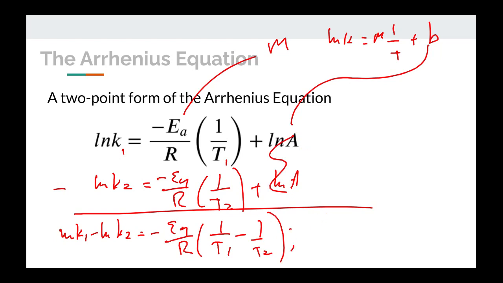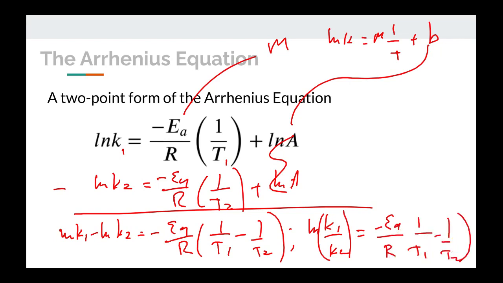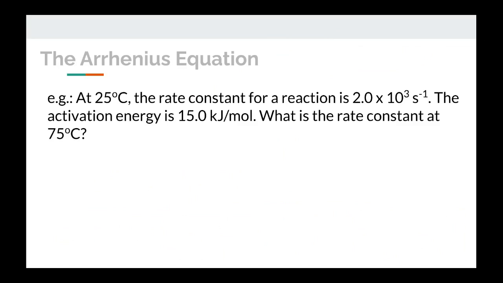We could rewrite this as the natural log of k1 over k2, by the rules of logs, is minus EA over R times 1 over T1 minus 1 over T2. So let's use this in an example problem. At 25 degrees C, the rate constant for a reaction is given. The activation energy is also given. We want to know what's the rate constant at 75 degrees C.